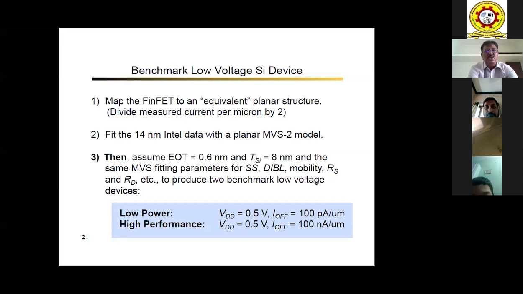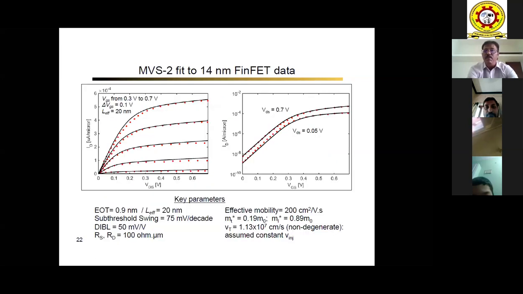Those models are shown here. This is after converting the FinFET model to a planar model. I am designing a planar structure. I'm not going for a FinFET design, but still I can use this MVS model data as my benchmark data. And if I could design a device which shows better performance compared to these benchmark models, then I can right away say that our device is much better than some of these findings. Okay, so EOT is the equivalent oxide thickness, and L effective is the gate length, subthreshold swing, some standard values are given.